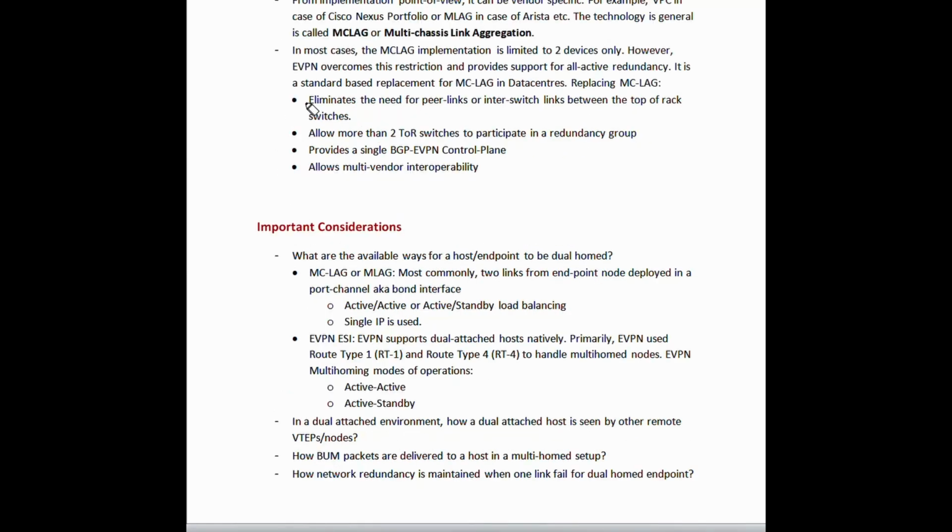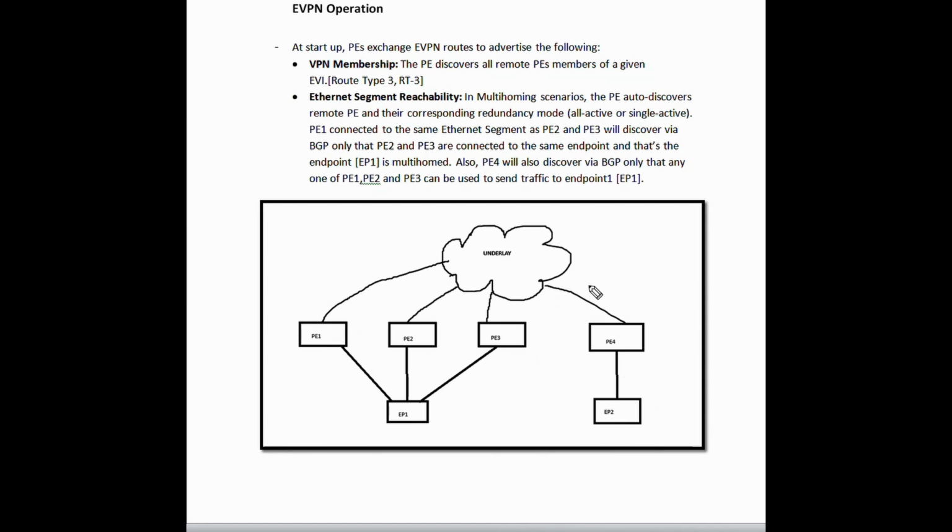It eliminates the need for peer links or interswitch links between the top of rack uplink switches. If we look at this topology with VPC or MC-LAG, the uplink switches need to be interconnected with a peer link, but EVPN eliminates that need. For example, Nexus VPC or Arista MLAG has the requirement that the peer switches be connected via a port channel, which is called the peer link. With EVPN, there is no need for the interswitch link between the members of the VPC or MLAG.